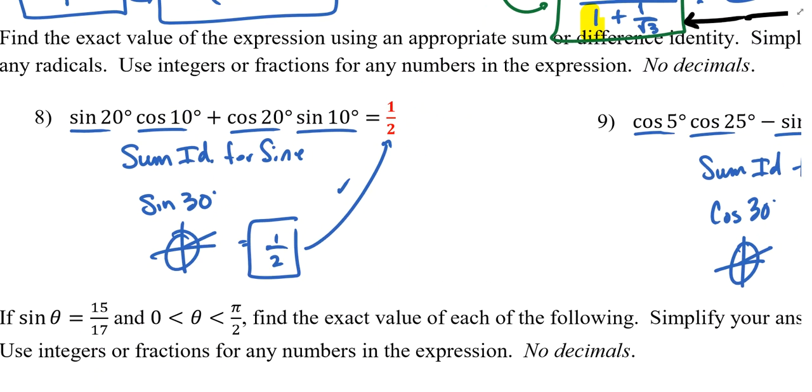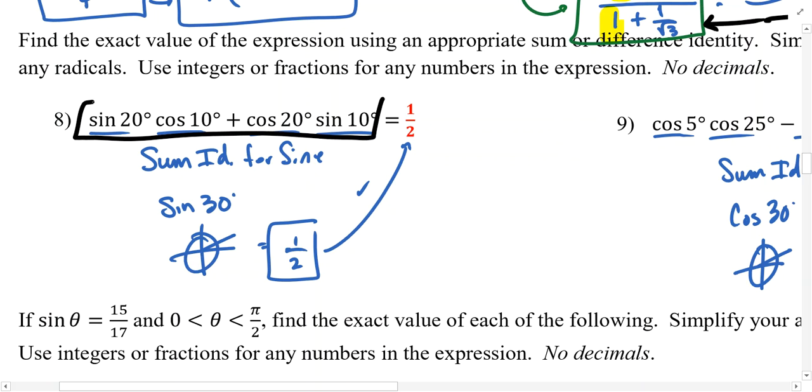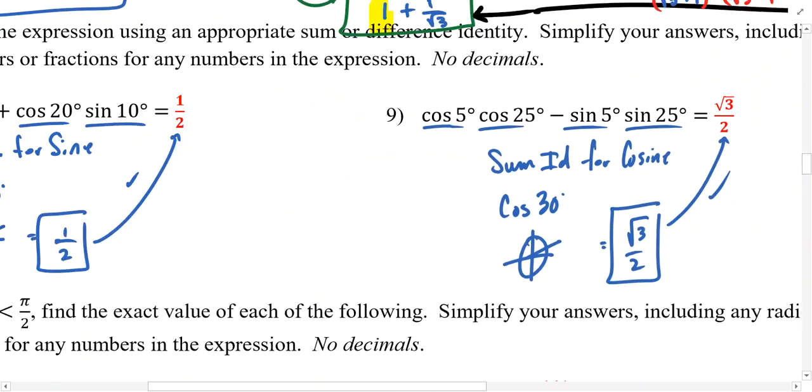For questions 8 and 9, our job is to find the exact value of the expression using an appropriate sum or difference identity. So we're starting with this in black here, and we're trying to find out what that's equal to. Well, you just have to be able to identify which sum or difference identity is being used. When we have sine times cosine plus cosine times sine, that's the pattern for the sum identity for sine. And since this is the sum identity for sine, then we just use sine evaluated at the sum of these two angle measures, which happens to be 30 degrees. Of course, the y-coordinate at 30 degrees is equal to 1/2, and that's how that solution was obtained.